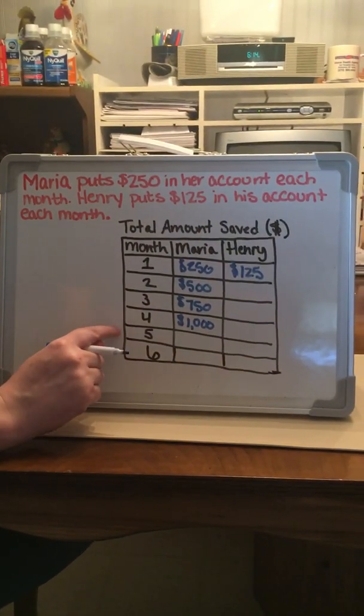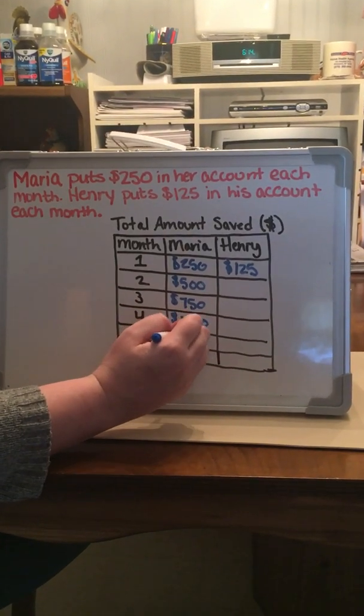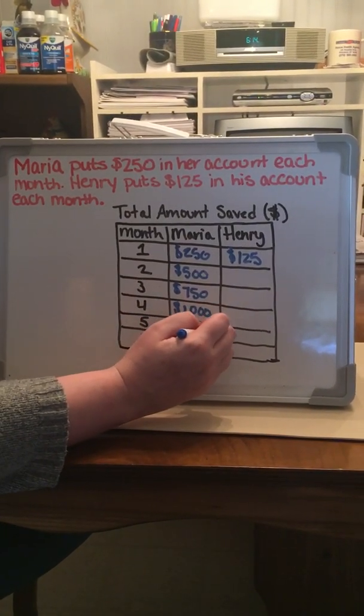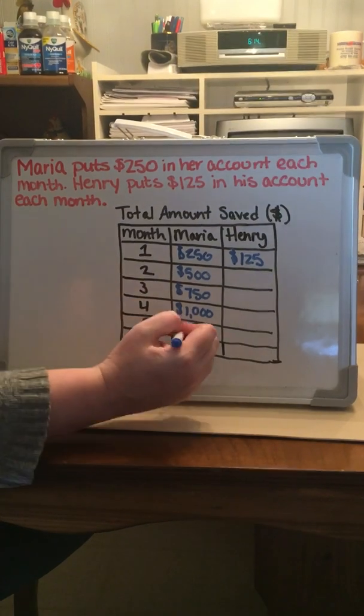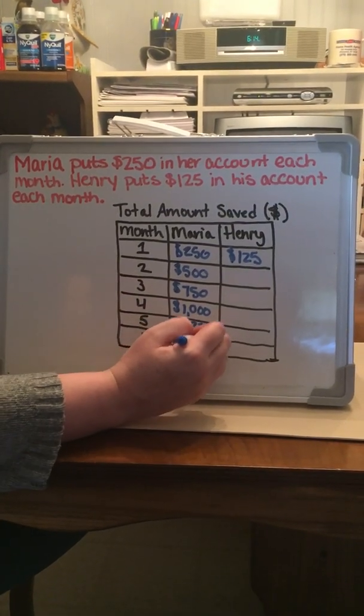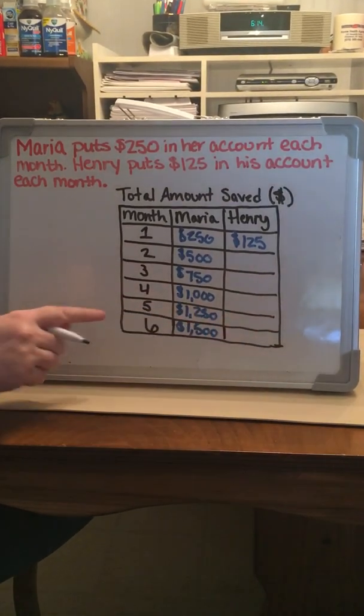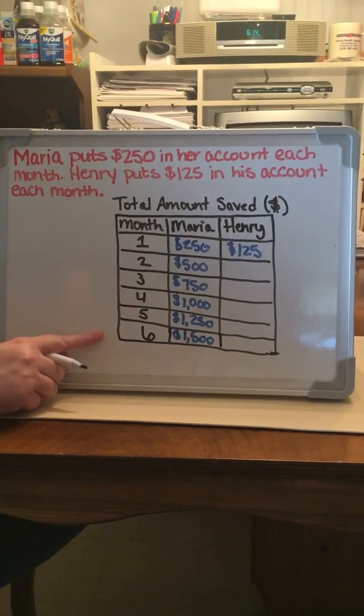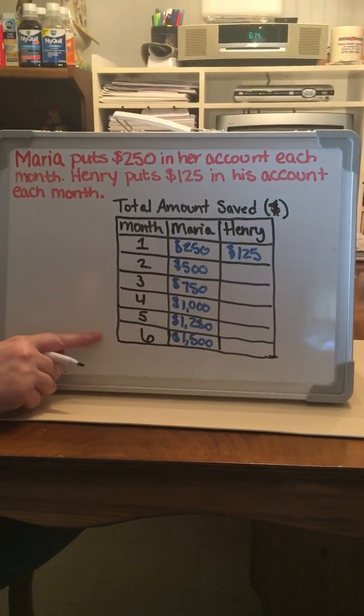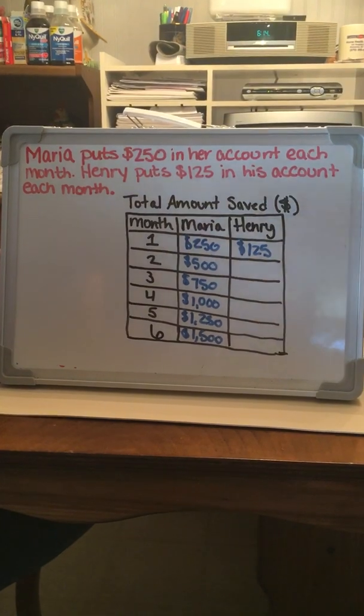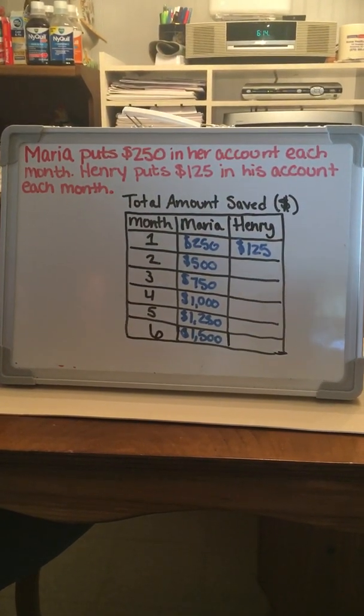And then if she adds another $250, she would be at $1,250. And then if she added another $250, she'd be up to $1,500. So after 6 months, Maria is up to $1,500 in her account. Now Henry started with $125, and he's adding $125 each month.